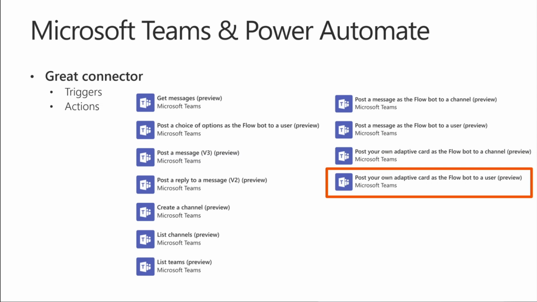The post your own adaptive card as the Flowbot to a user action, that's the one I'm going to use. And the interesting thing about both of the actions for adaptive card is that you can just configure an adaptive card through adaptivecard.io and then copy and paste it into this action and use it, for instance, to send it to a channel or to a user. And that's really powerful. The scenario that I'm going to create today is a scenario where I'm using an approval. And because approvals aren't yet supported together with Office groups, that's why I'm going to use the bottom one and not the channel one, because otherwise I'm getting lots of errors. So that's why I'm using the bottom one.